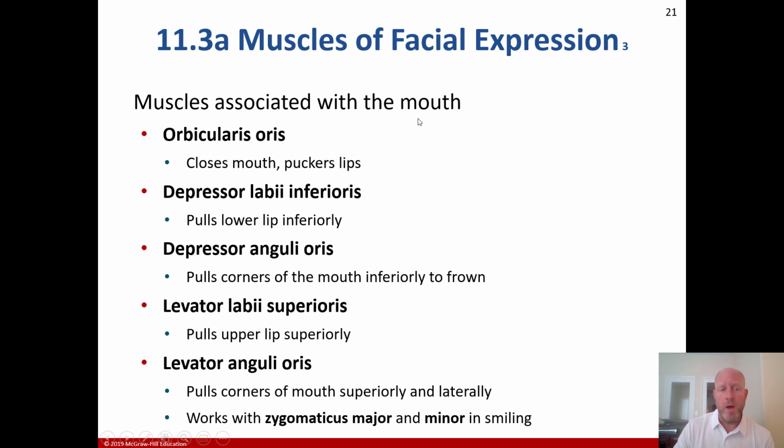The muscles that are associated with the mouth. The orbicularis oris, which closes your mouth and puckers your lips. The depressor labii inferioris pulls your lower lip inferiorly. The depressor anguli oris pulls the corners of the mouth inferiorly to frown. The levator labii superioris pulls the upper lip superiorly. The levator anguli oris pulls the corners of the mouth superiorly and laterally, and it works with the zygomaticus major and minor in smiling.